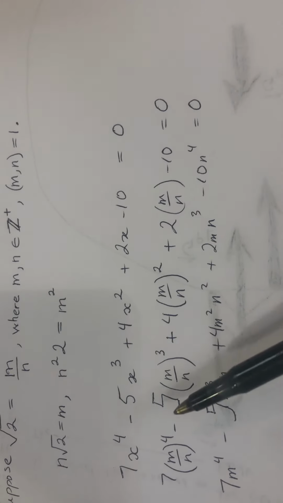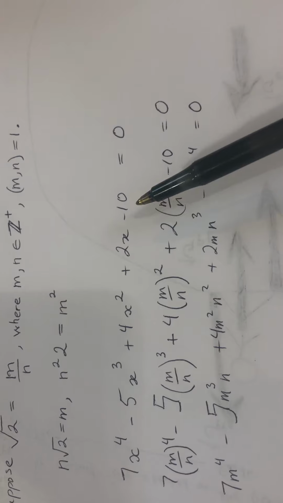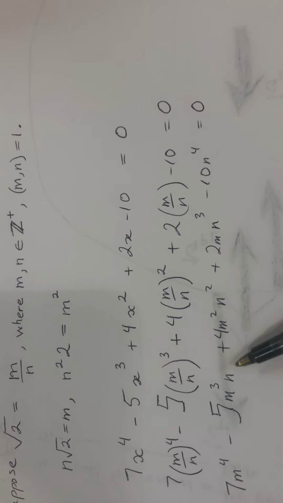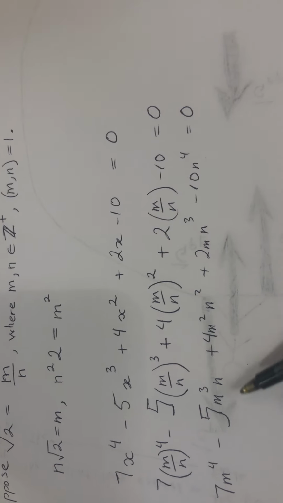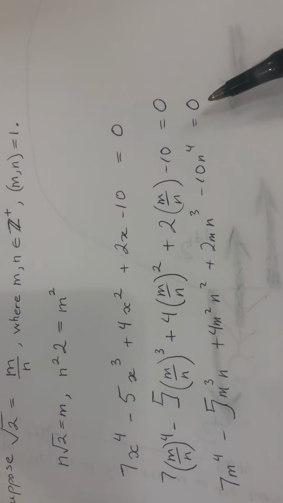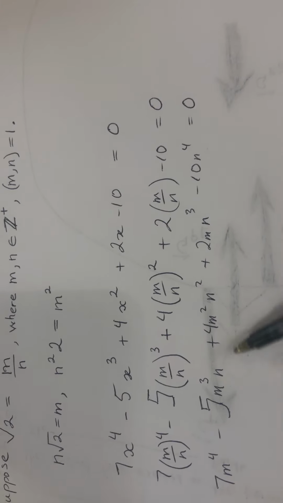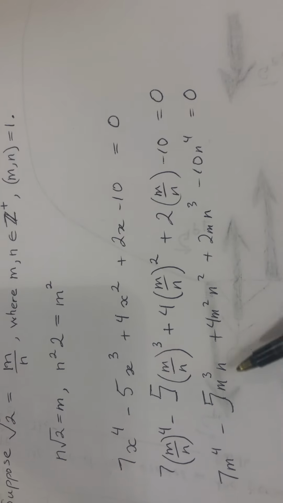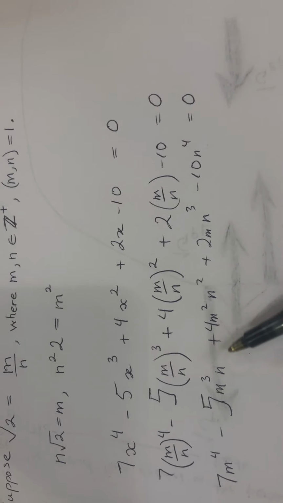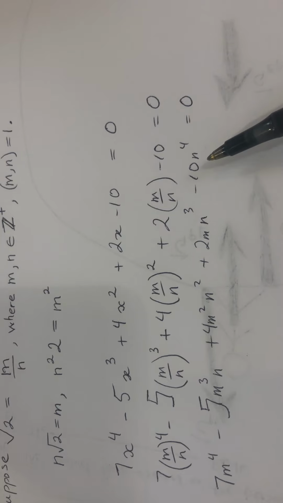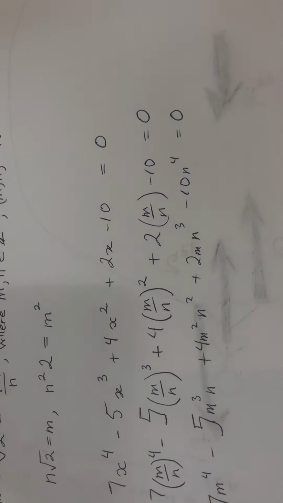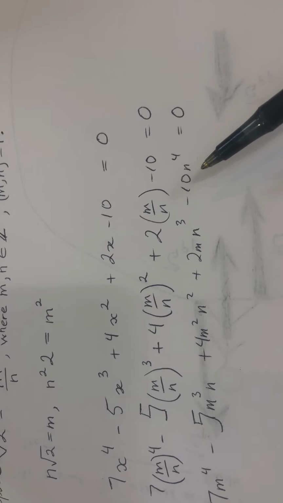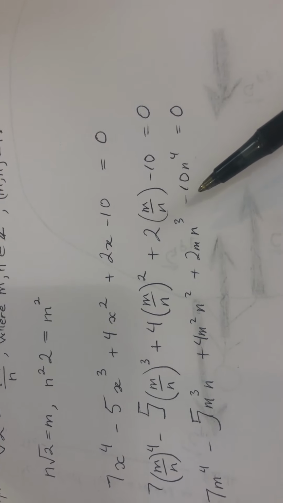Okay, so we want to show that m goes into 10. Well, look at the left side: m goes into all of the first four terms on the left side. We know that m has to go into the whole left side because the whole left side is 0. Since m goes into the first 4 terms, it has to go into this last term. m doesn't go into n because we've assumed that the greatest common divisor of m and n is 1, so we know that m has to go into 10.